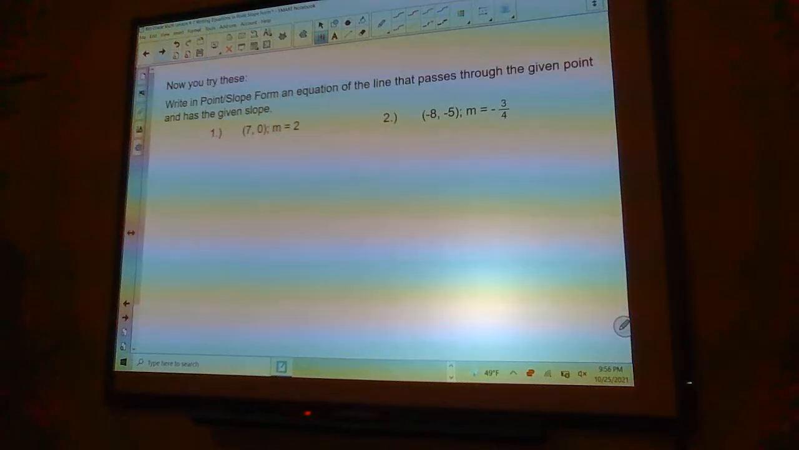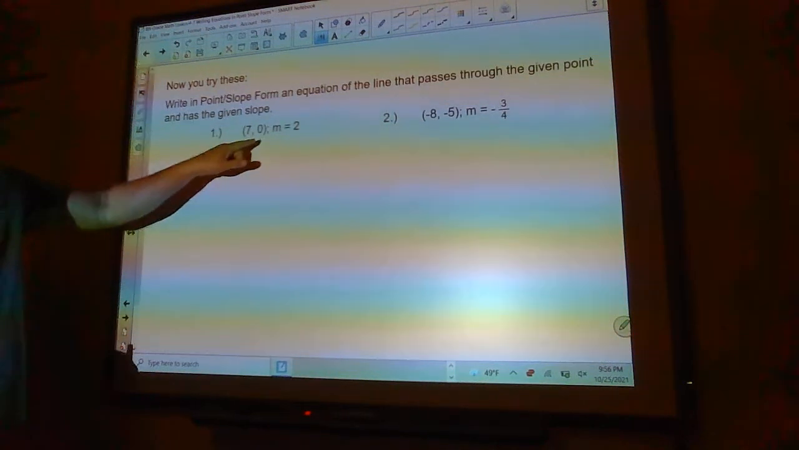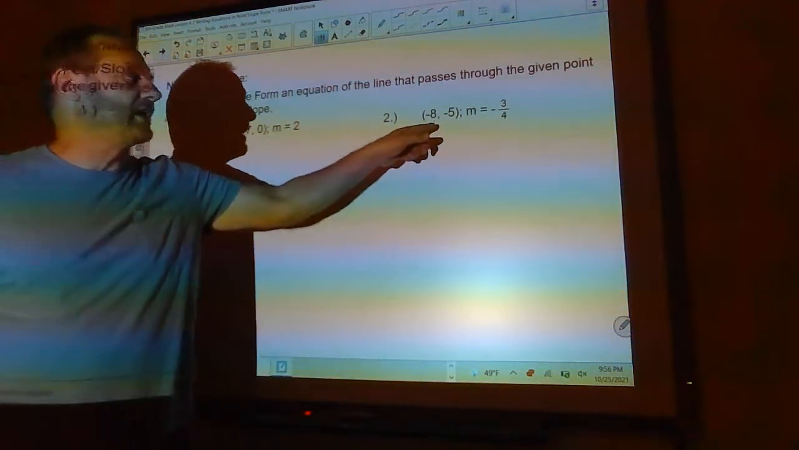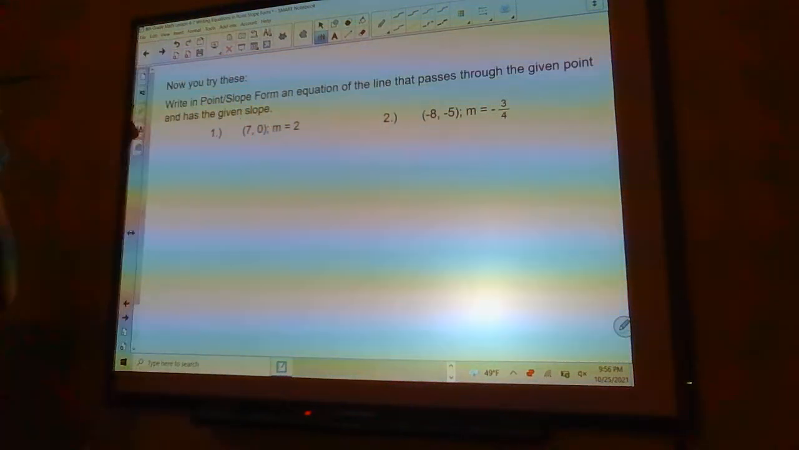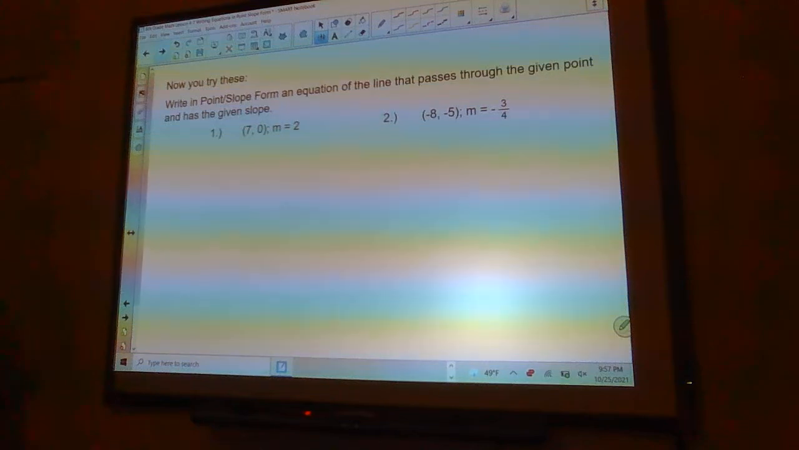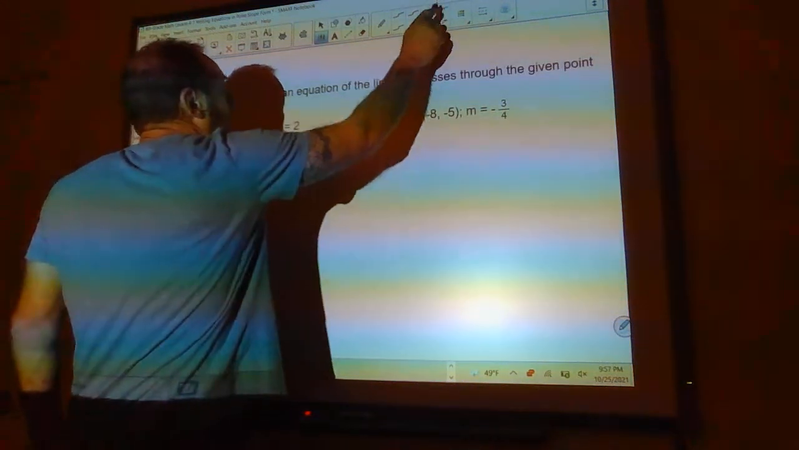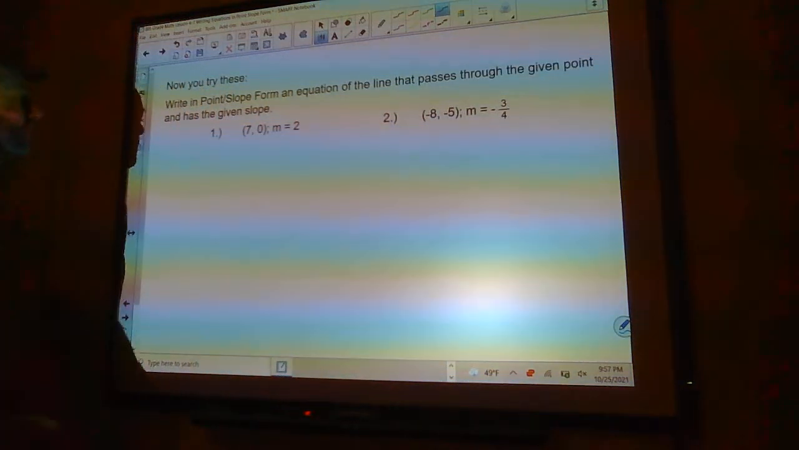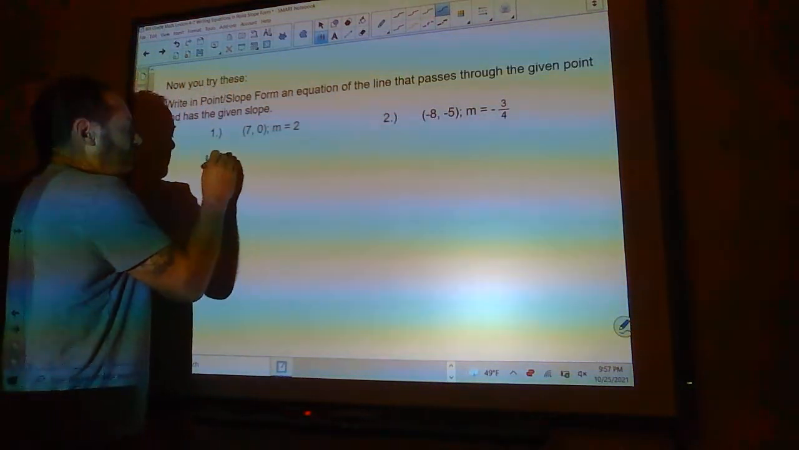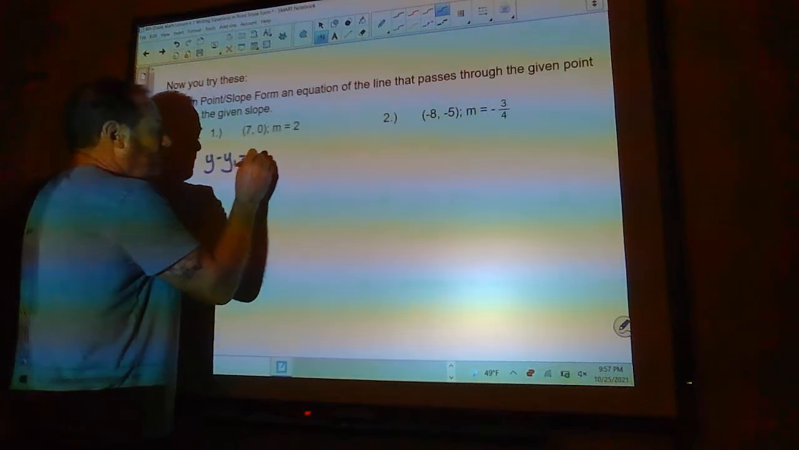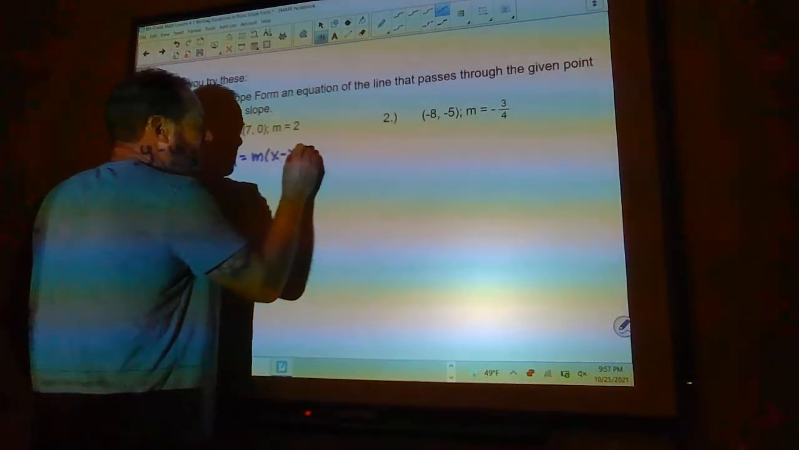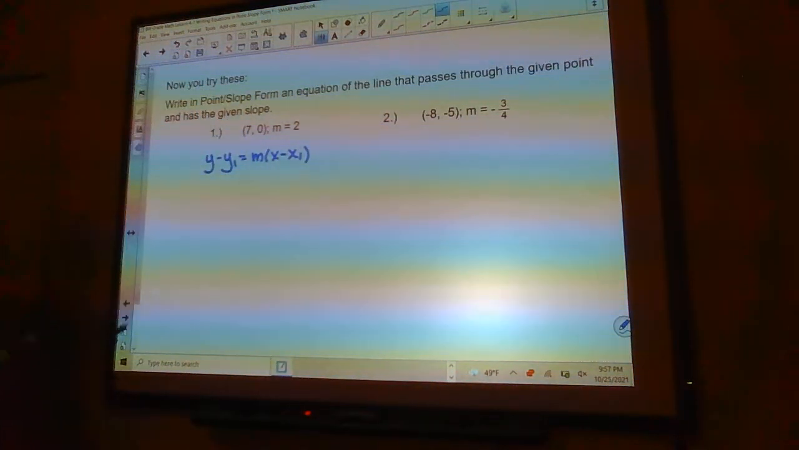Okay, you try these. Write in point-slope an equation of a line that passes through the given point. In this case, 7, 0 with a slope of 2, and in this one, -8, -5 with a slope of -3/4. Okay, so go ahead and pause the video and do those two problems, and then jump back on here and see how you did. Okay, always write down the formula. Y minus y1 equals m times x minus x1. I'm going to look for that formula every single time.